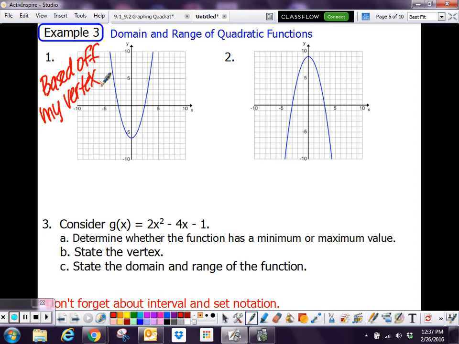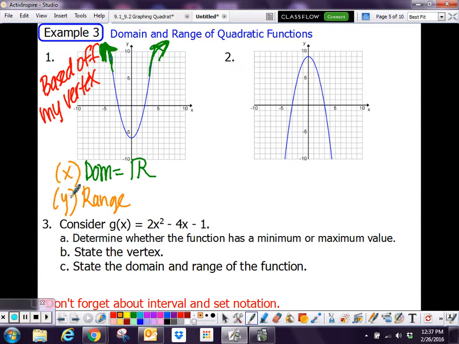Okay, but I need to find the domain and range of this. So let's talk about domain first. We know domain means x. I need to look at my x-axis and see where this graph starts and where it stops. Well, these arrows that I just added tell me it goes forever and ever to the left, and it goes forever and ever to the right. Okay, and what does it mean when every value is included? It's all real numbers. Okay, and I'm just going to do the symbol for that. All real numbers.